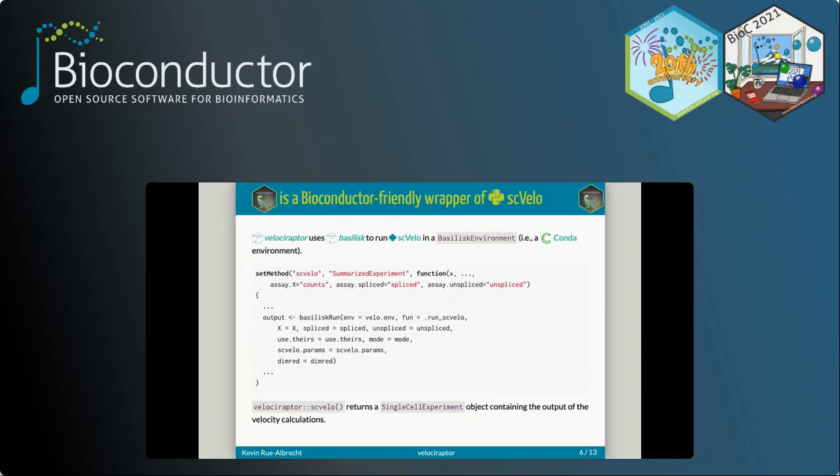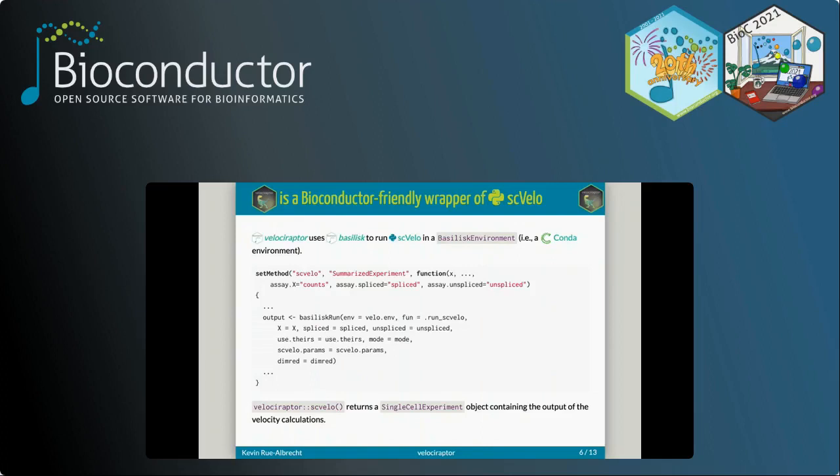In this slide, I illustrate how Velociraptor uses the basilisk run function to run our internal function .run scVelo in the basilisk environment represented by the variable velo.env. The remaining arguments to the basilisk run function are the arguments that are then passed down to the run scVelo function. Obviously, the users of Velociraptor do not need to worry about that part of our internal code, but I thought fellow package developers could be interested in this example of integration between R and Conda.